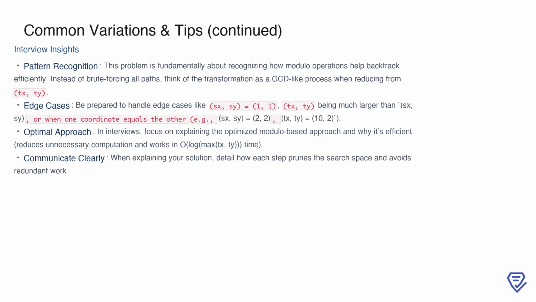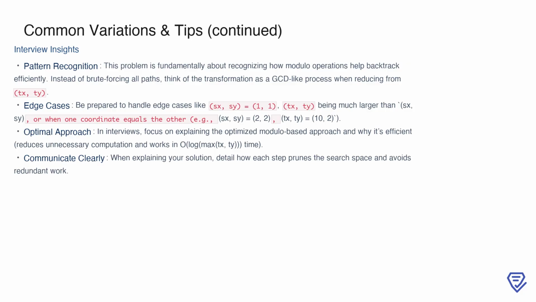Be prepared to handle tricky edge cases, such as when (sx, sy) starts at (1, 1), when (tx, ty) is significantly larger than (sx, sy), or when one coordinate equals the other. For instance, consider (sx, sy) being (2, 2), and (tx, ty) being (10, 2). Emphasizing an optimized modulo-based approach is critical in interviews because it demonstrates your ability to reduce time complexity to O(log max(tx, ty)). Finally, communicate your thought process clearly, explaining how each step narrows the search space and avoids redundant calculations.